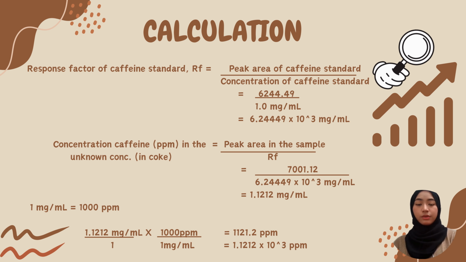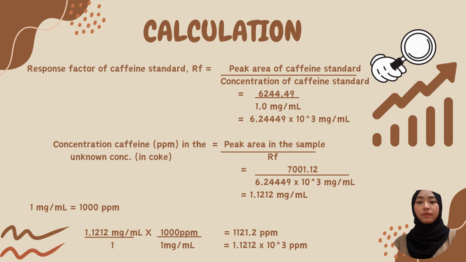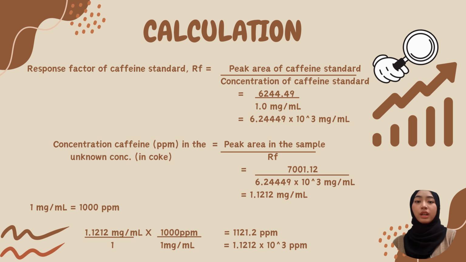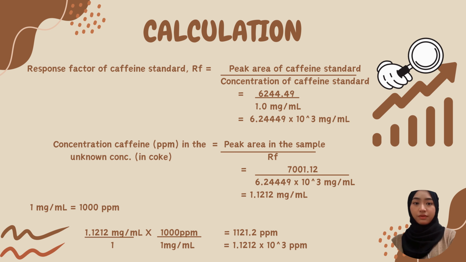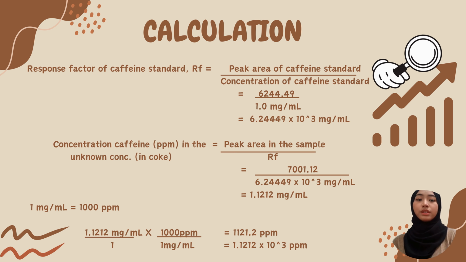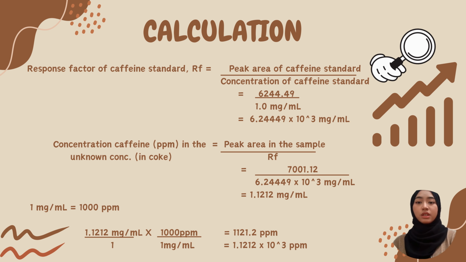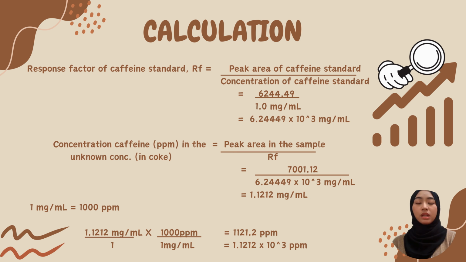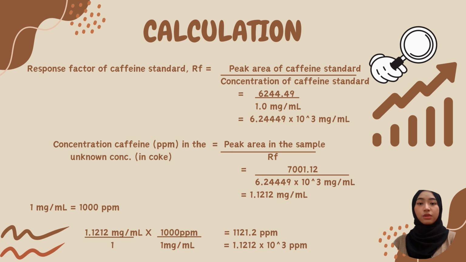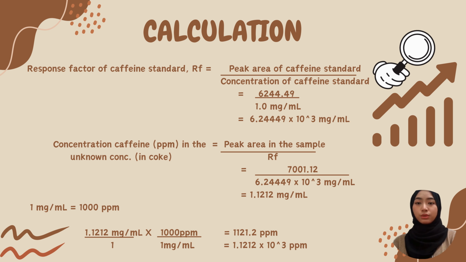From the calculation before, we are able to locate the response factor that allows us to calculate the concentration of caffeine in the unknown samples, which are Coke and Lavita. By dividing the peak area of the sample by the response factor, we are able to obtain the concentration of caffeine in the Coke sample, which is 1.1212 mg over ml. To convert the value to ppm, we know that 1 mg over ml equals 1000 ppm. Thus, the final concentration of caffeine in the Coke sample is 1.1212 times 10 power of 3 in unit ppm.